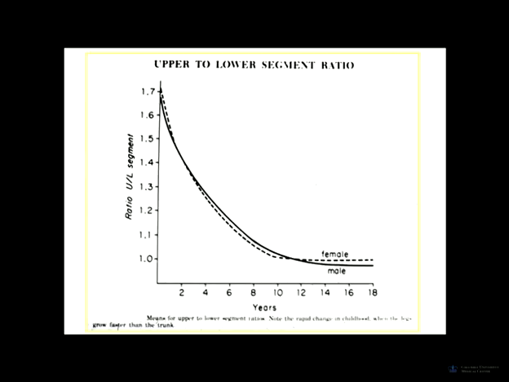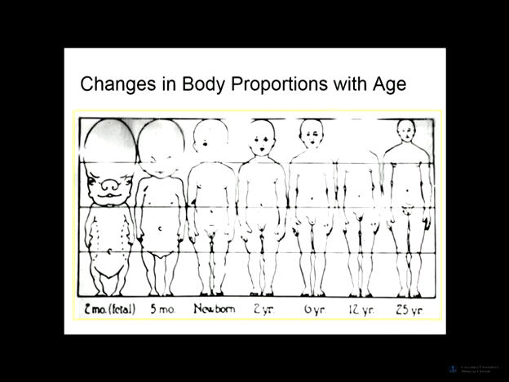Upper to lower segment ratios, this just shows you how it changes with time, and this is a more graphic visual representation that I don't think you'll forget. On the cute factor, little kids are cuter probably because they have these huge heads in proportion to the rest of their bodies.